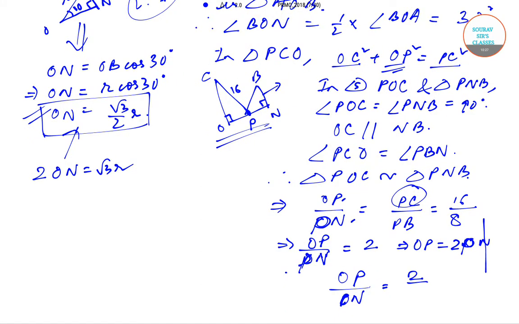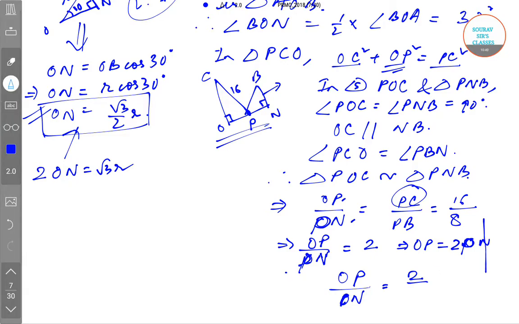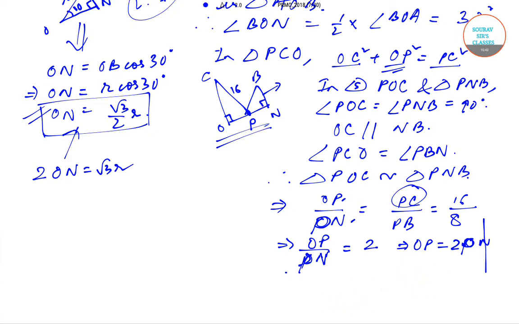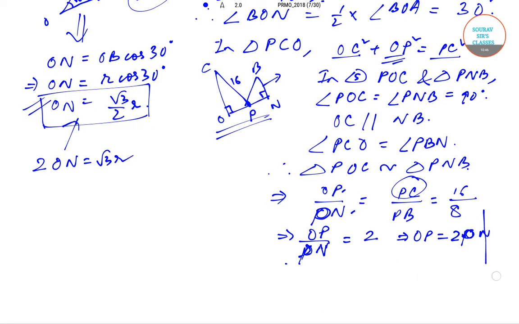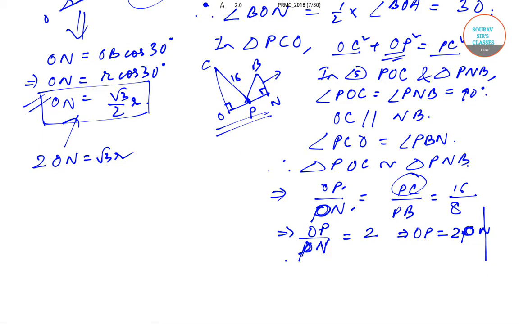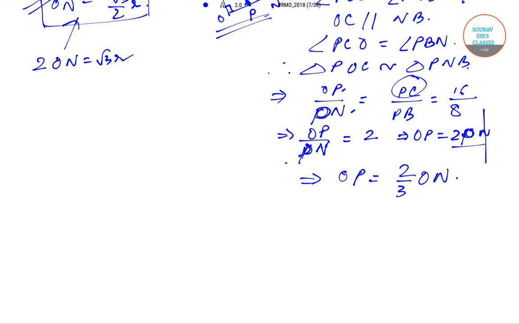So let me rewrite it. OP is equal to twice of PN. This is what we know. In other words, OP will be equal to 2 by 3 into ON, since it divides in the ratio of 2 is to 1. Now we know that twice of ON is equal to root 3R, and then we have 3 in the bottom. So this comes down to OP being equal to R by root 3.